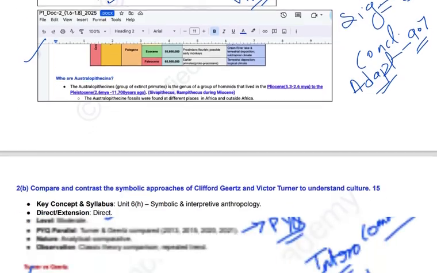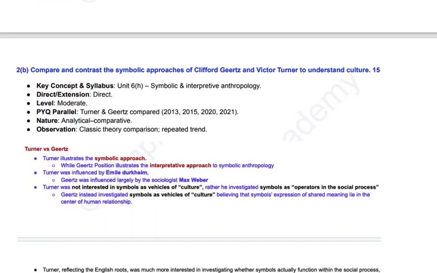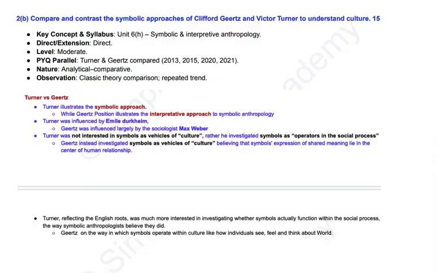Then your next question is a very direct question from your syllabus, which is asking you to compare and contrast the symbolic approaches of Clifford Geertz and Victor Turner to understand culture. This question is being asked in your PYQs as well, and there is a sufficient amount of content available for this. Even in our notes, we have mentioned comparing both of these scholars. So you can say that this is a direct part of your syllabus.